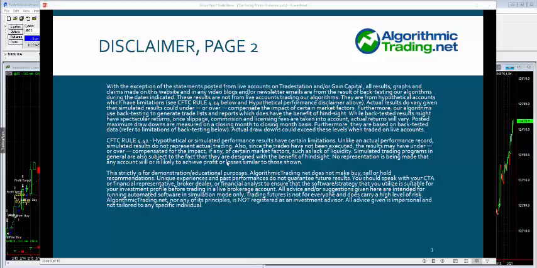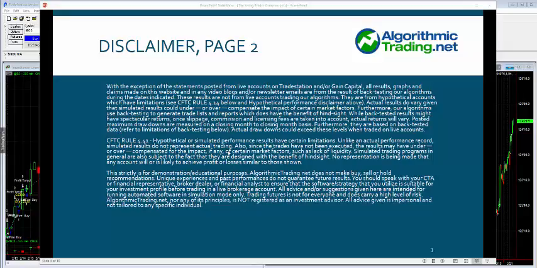The algorithms have traded in live accounts throughout that period, but because some of the fills that we show are from the hypothetical TradeStation account, the simulated account, we have to have that disclaimer. I'll try to talk more about that as it comes up, but feel free to pause this slide and read this more carefully.